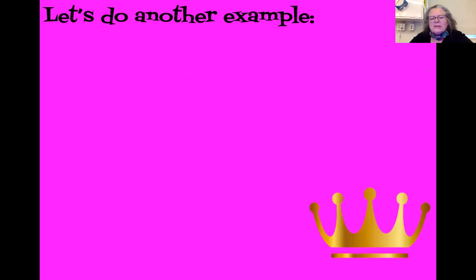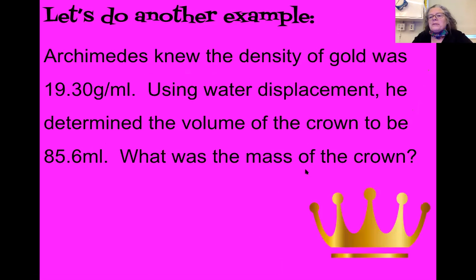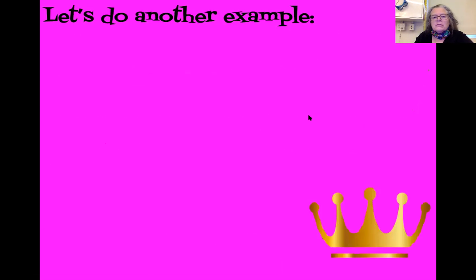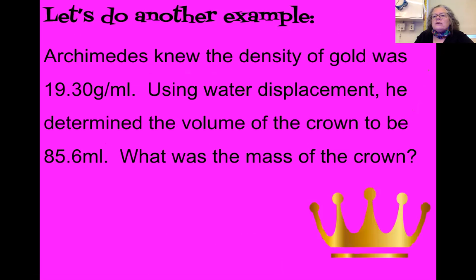So let's do another example. This example should go in your notebooks, just like the other example should go in your notebook. So Archimedes knew the density of gold to be 19.30 grams per milliliter. He used water displacement and he determined the volume of the crown to be 85.6 milliliters. So now he should be able to calculate what the mass should be and then compare that mass to the actual mass and see if he was cheated by the goldsmith. All right. So the question is, what is the mass of the crown?